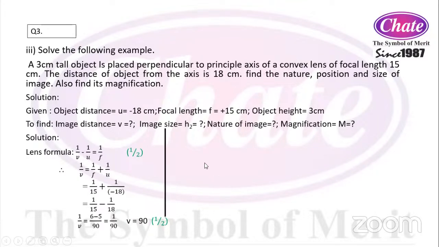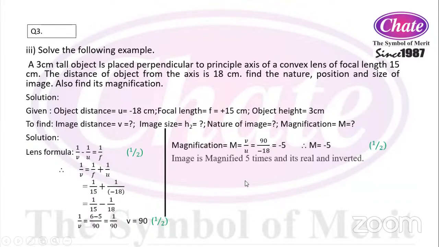Now the next one is about the magnification. So how to find the magnification? m is equal to v upon u. Now remember to put the value of u as minus 18 only. Many students just write down 18 here and their answer will be wrong. Though the answer is the same, the sign is different and the answer will become wrong. Your conclusion will become wrong.